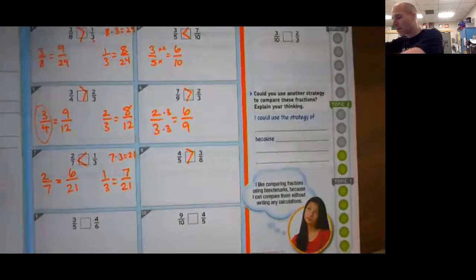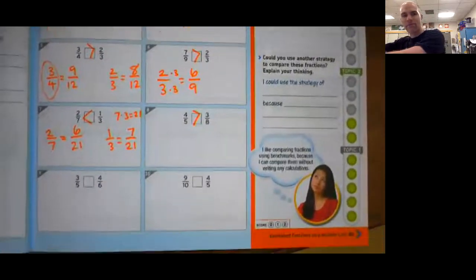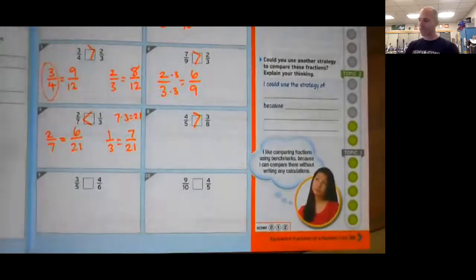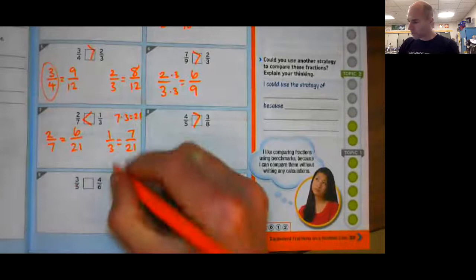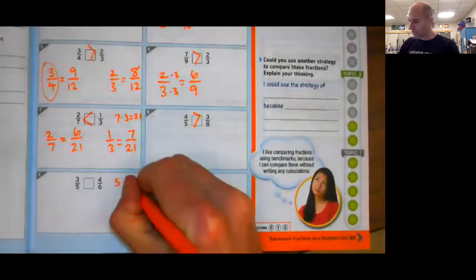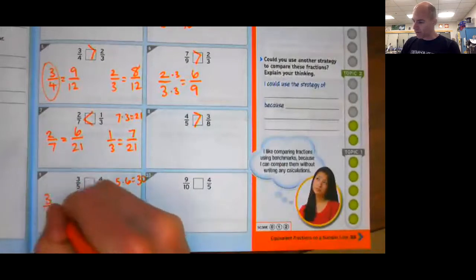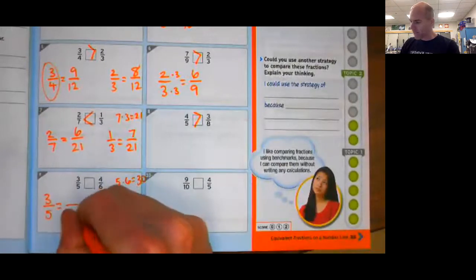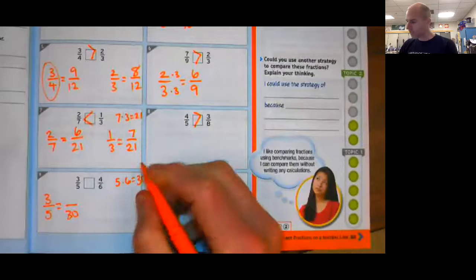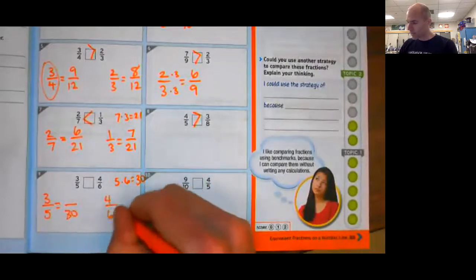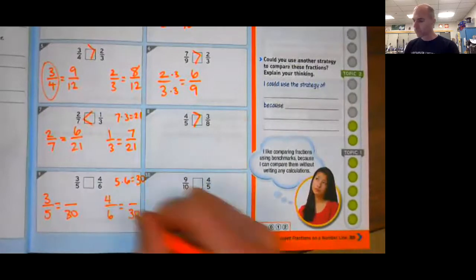Next, we got 3/5 and 4/6. I guess I'll just multiply them. I don't know what else to do. 5 times 6 equals 30. So that means that 3 over 5, we got to write it as something over 30. And 4 over 6, got to write it as something over 30.